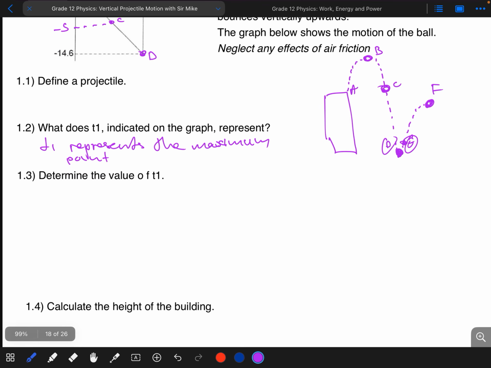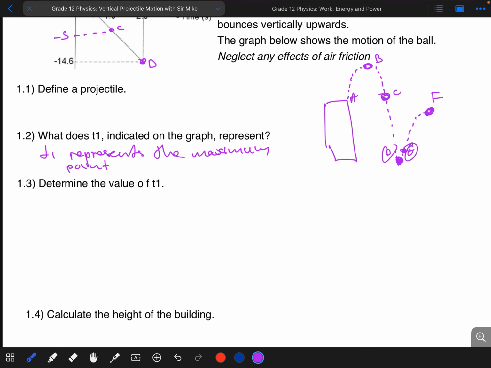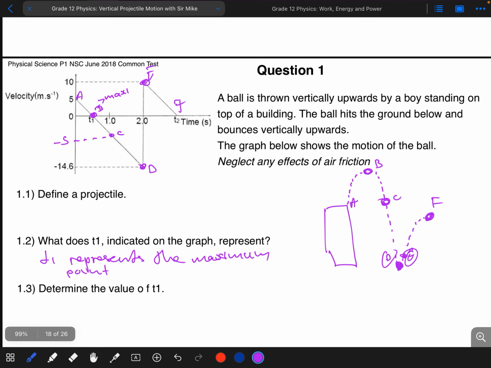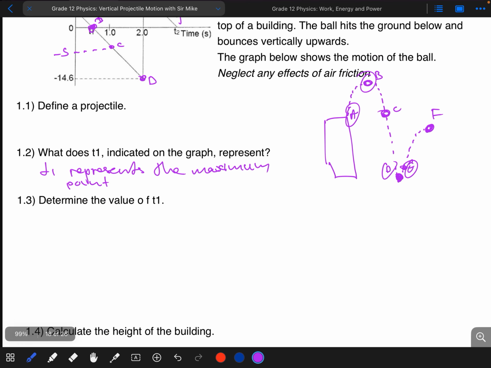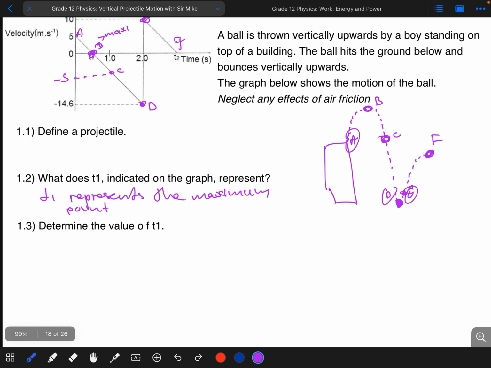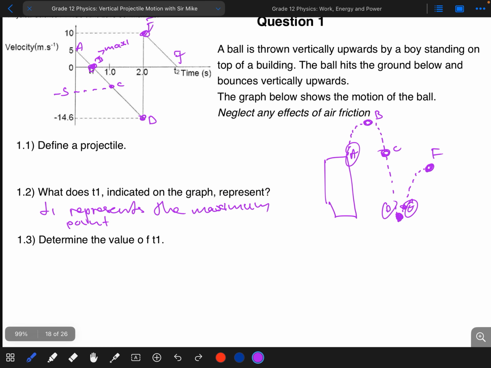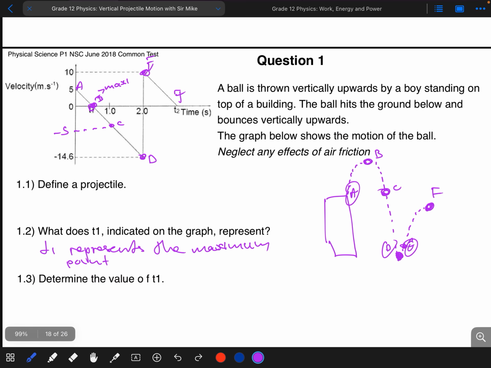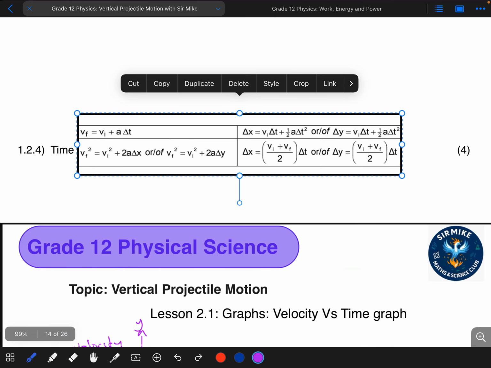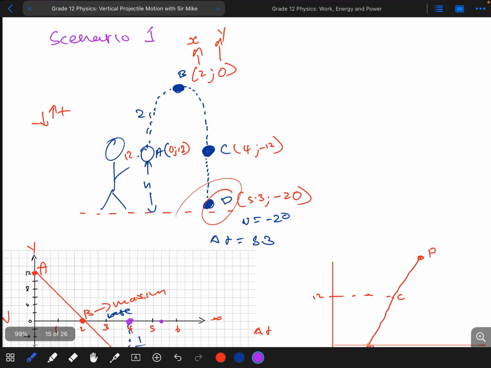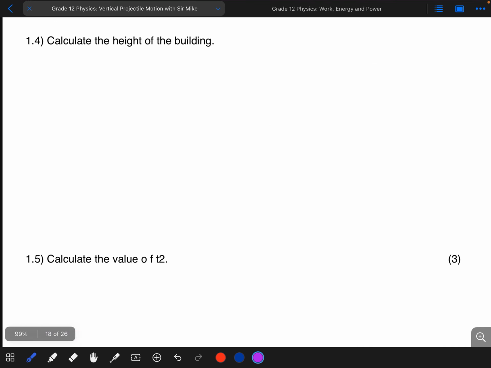So for 1.3 they said determine the value of T1 there. They simply want us to calculate the time taken by the object to reach its maximum point. Now they didn't say whether to use the equations of motion or not, so what you are going to do is use those equations of motion. I have that formula up there. Let me just scroll down again.